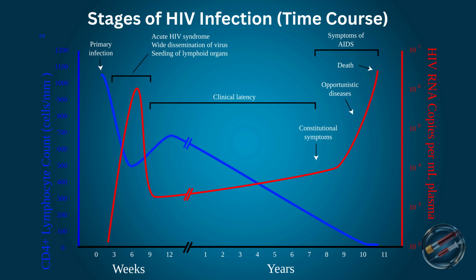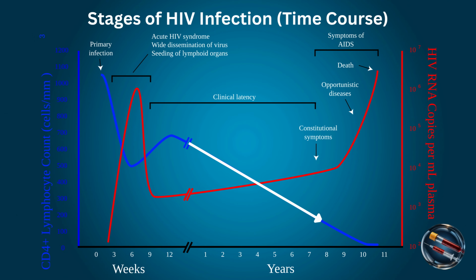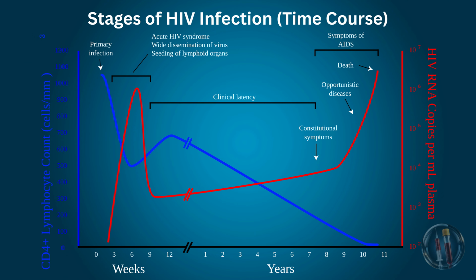Consequently, while plasma viral loads remain relatively stable, there is a slow destruction of CD4 positive T cells over time. Ultimately, as the immune system is gradually exhausted, this latent period terminates, inevitably progressing to AIDS if left untreated. Phase 3 is acquired immunodeficiency syndrome, or AIDS.